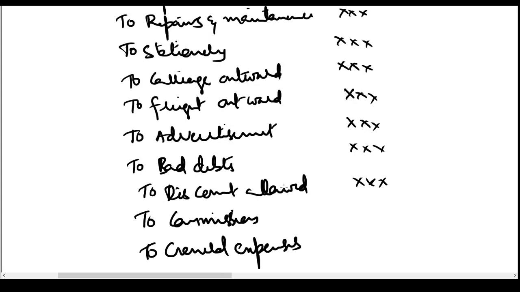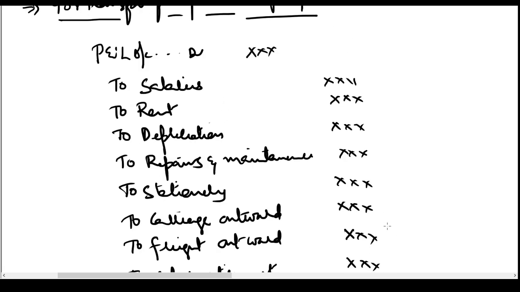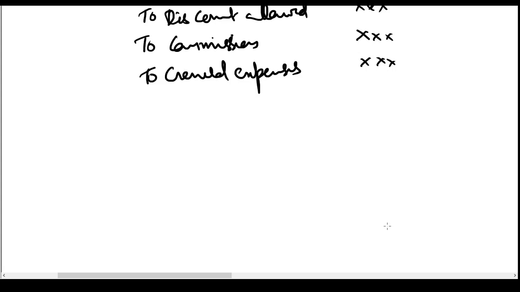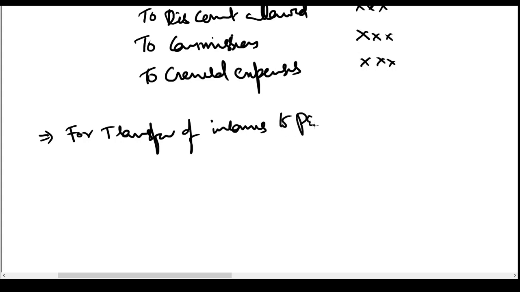Next, there will be some incomes which have not been transferred to the trading account. Those incomes have to be closed by transferring them to the profit and loss account. We'll pass the entry for transfer of incomes to profit and loss account.